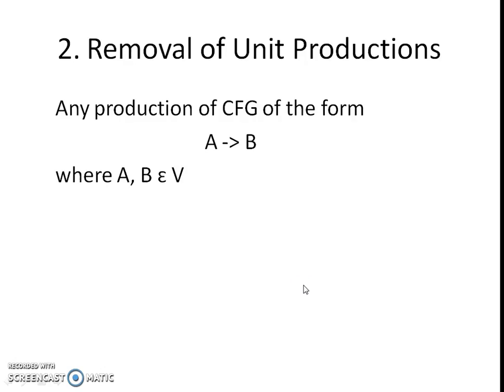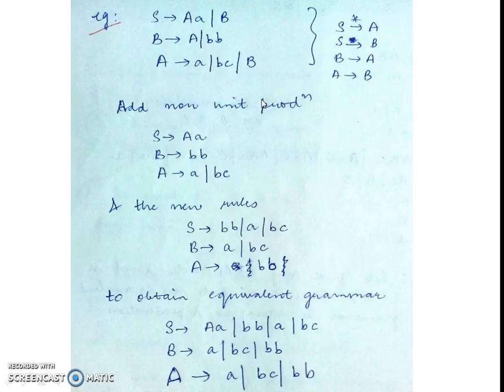Fine. Now, the second thing is removal of unit production. Now, what is a unit production? Whenever I have a production of the form where I have a single variable on the left hand side as well as a single variable on the right hand side, that is a form A implies B where A, B are variables, then this kind of production is referred to as a unit production. Now, consider an example of the unit production.